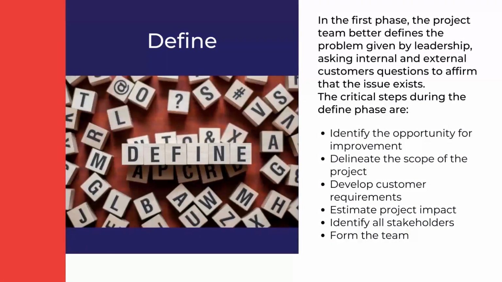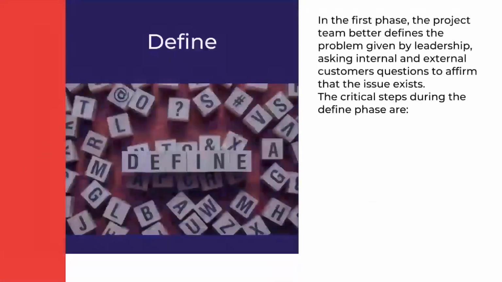First is define. In the first phase of the DMAIC methodology, the project team better defines the problem given by leadership, asking internal and external customers questions to affirm that the issue exists. The critical steps during the define phase are: identify the opportunity for improvement, delineate the scope of the project, develop customer requirements, estimate project impact, identify all stakeholders, form the team.